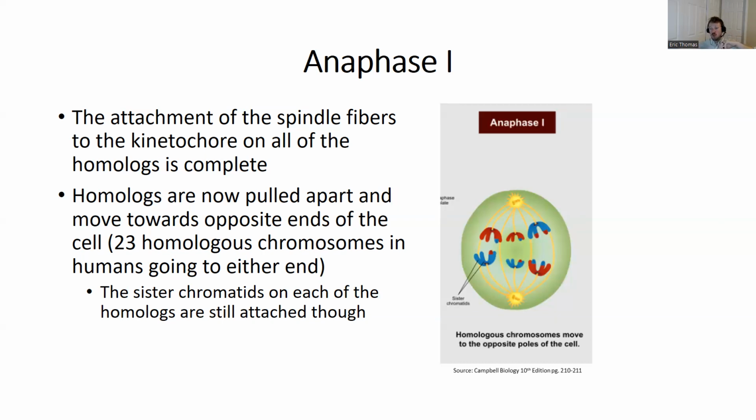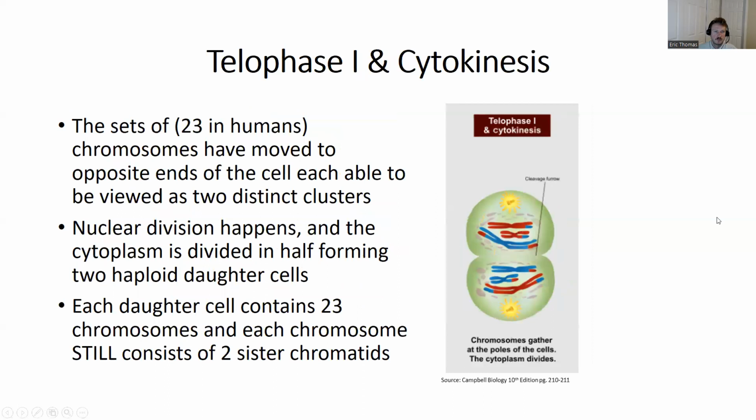So, we've got a set of 23, we've got another set of 23, and crossing over and recombination have already happened, and we're pulling apart those two sets of chromosomes, but the chromatids are still attached. So that's what's happening in anaphase 1. And you can see this in the visual description, right? We still have two sister chromatids here, but they will become separated. We just haven't gotten to that point yet.